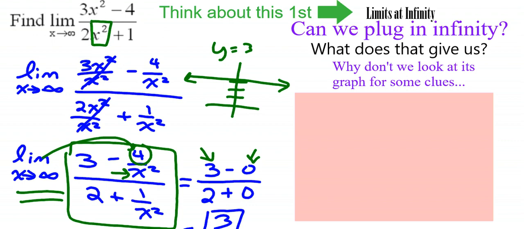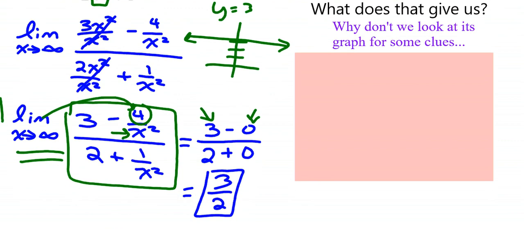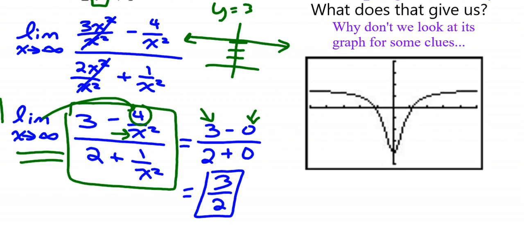The limit of 1 over x squared as x approaches infinity is 0. So there we go. We get our 3/2, which is also where our horizontal asymptote is, right? Right there at 1.5. And so limits at infinity are the same thing as finding horizontal asymptotes.